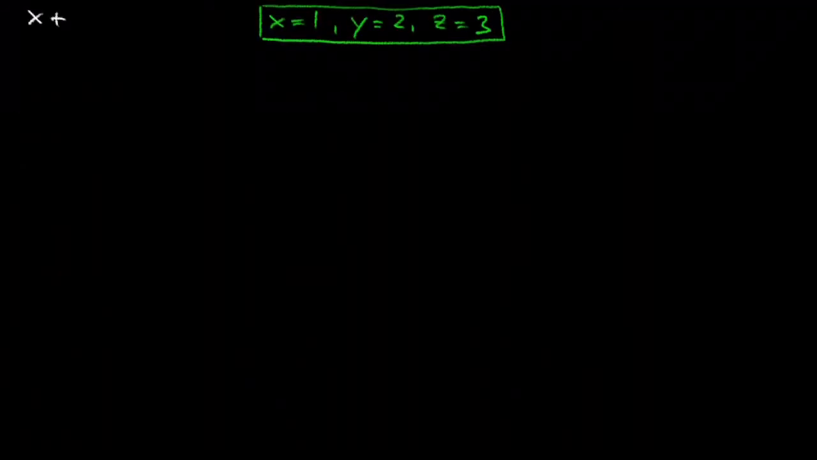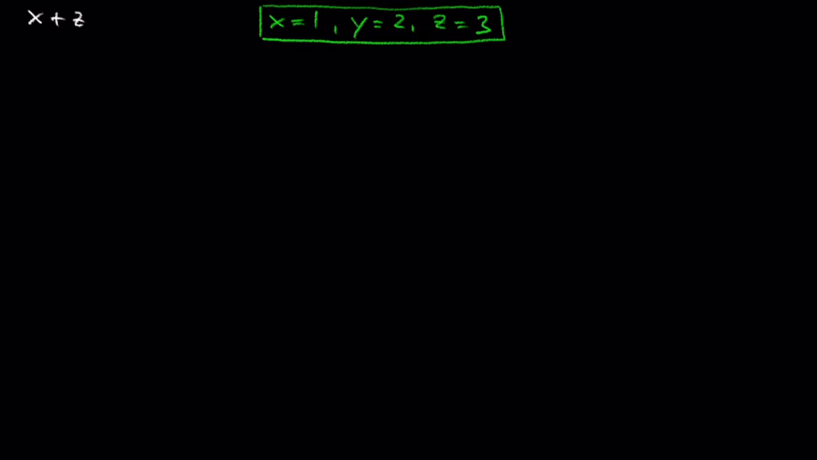X plus z over y plus z is equal to 1 plus 3 over 2 plus 3. The numerator and the denominator are like they are in parentheses. So let's first add 1 and 3, and then 2 and 3. The solution is 4 over 5.